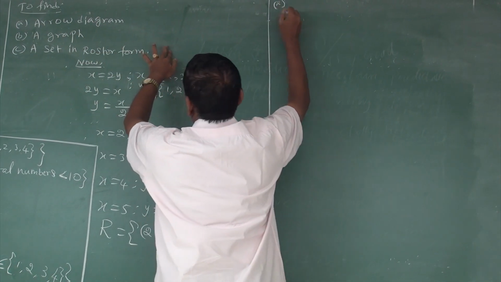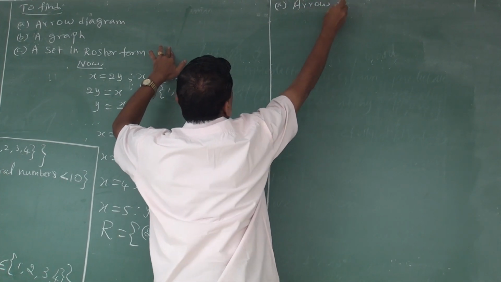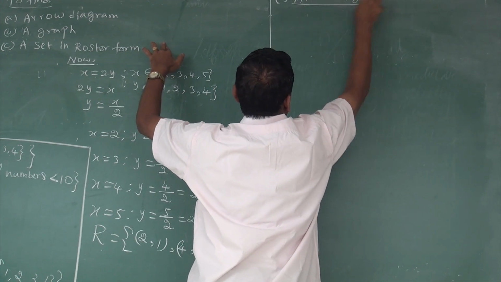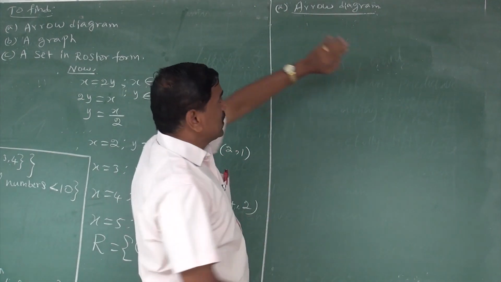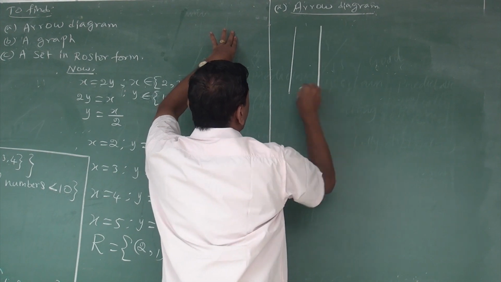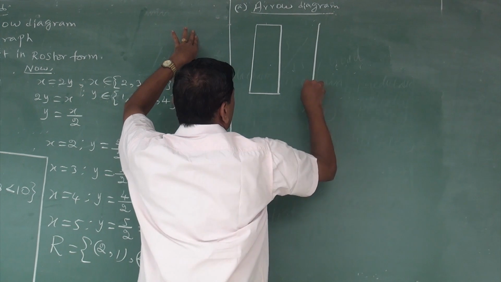Okay, subdivision A, arrow diagram. Okay, listen, arrow diagram, let us draw the 2 sets. Okay, listen, first set and second set.